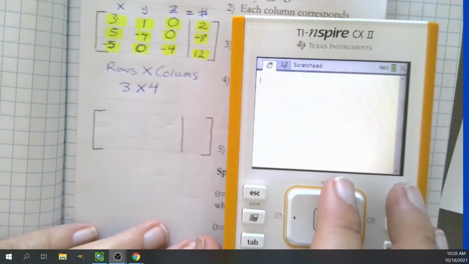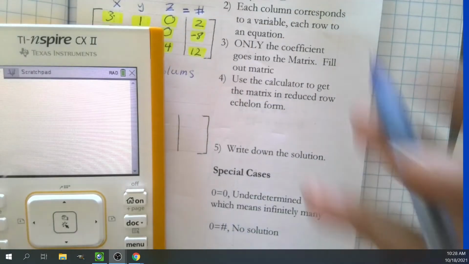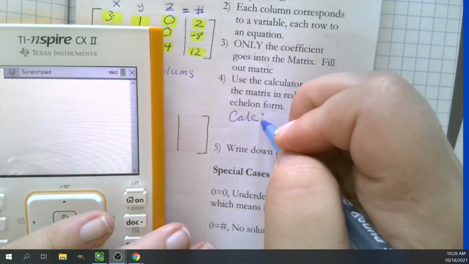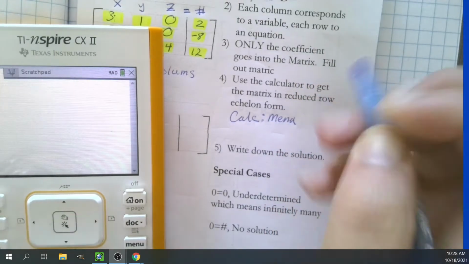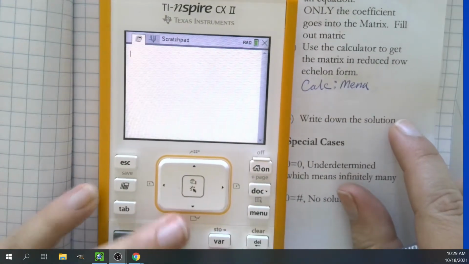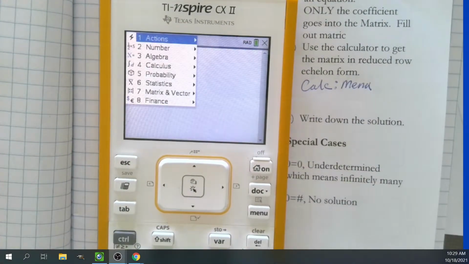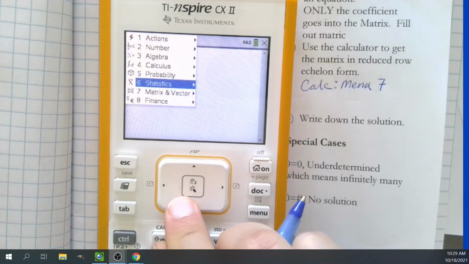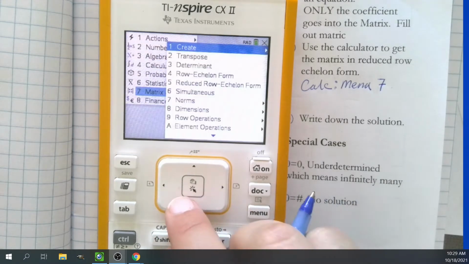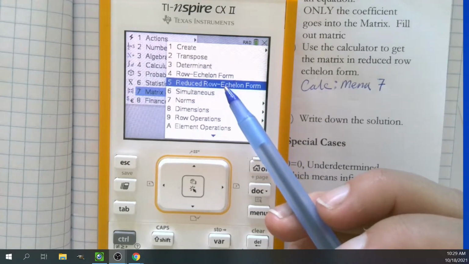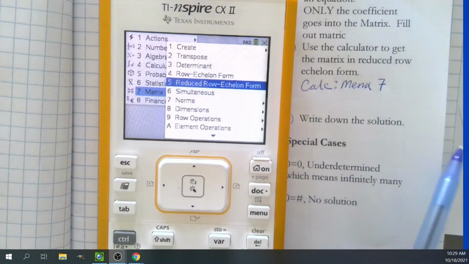So what we're going to do is in your calculator, we're going to be in Calculate. We're going to go to Menu. Menu. Now where does it say matrix, guys? 7. So we're going to go to 7. Reduced row echelon form. Row echelon form leaves you work to do. This one gives you all the answers. So go ahead and click on number 5.